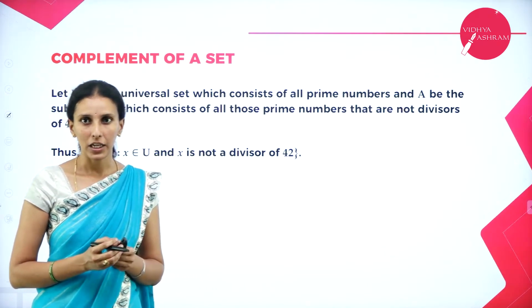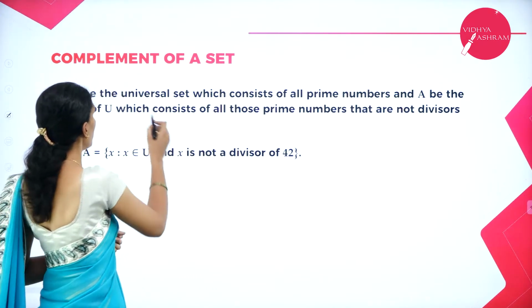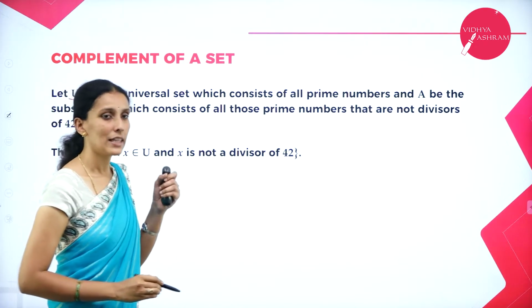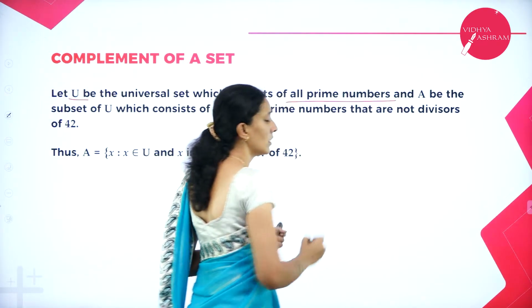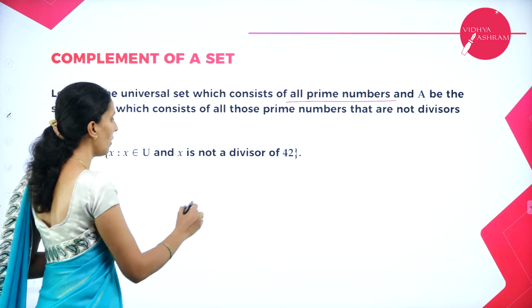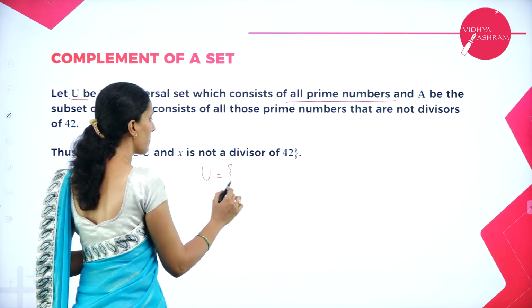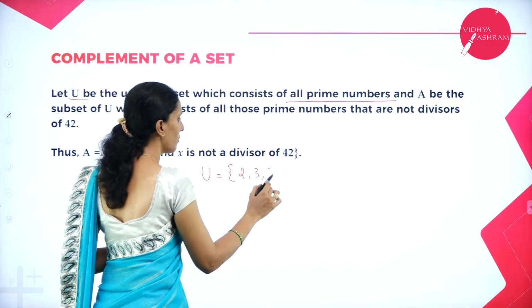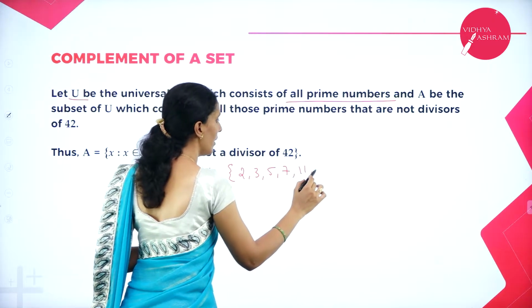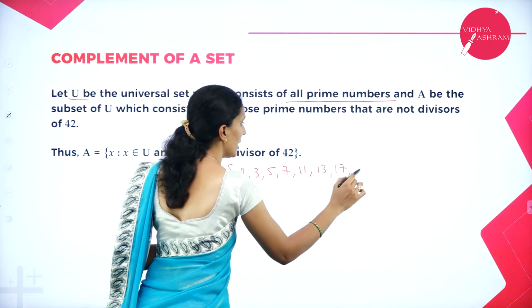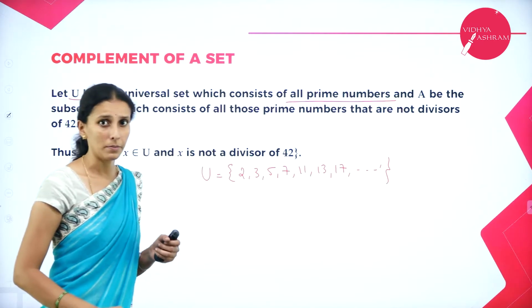So here I have taken an example. Let U represent the set of all prime numbers. So what does it represent? The set of all prime numbers. So U will be 2, 3, 5, 7, 11, 13, 17, etc. That is only prime numbers.